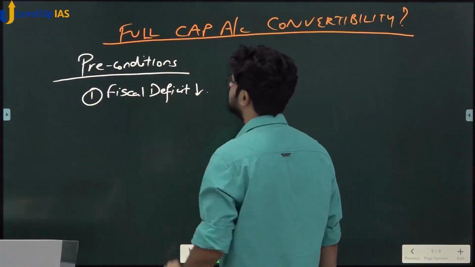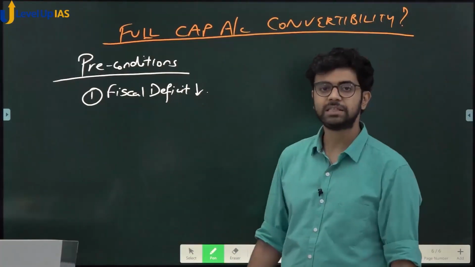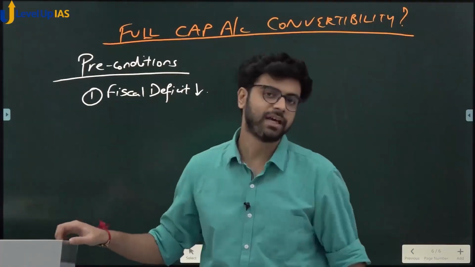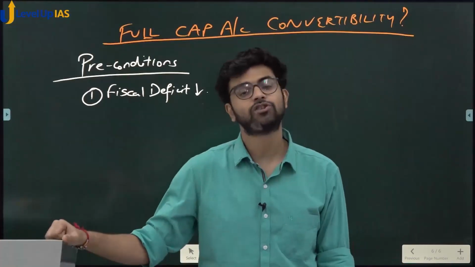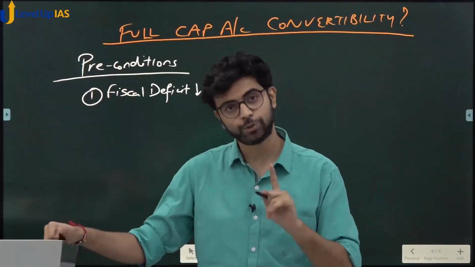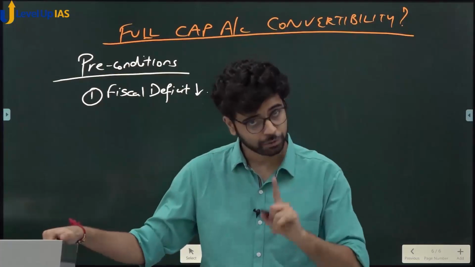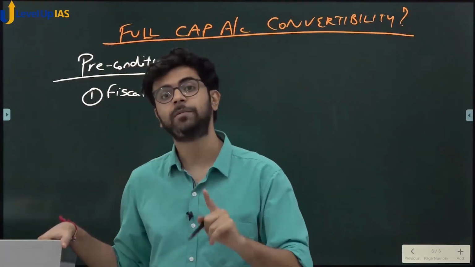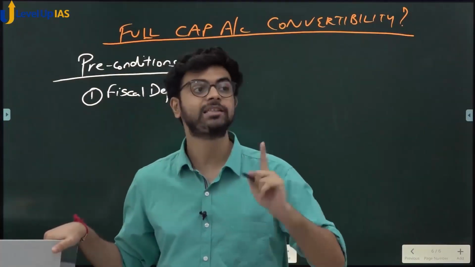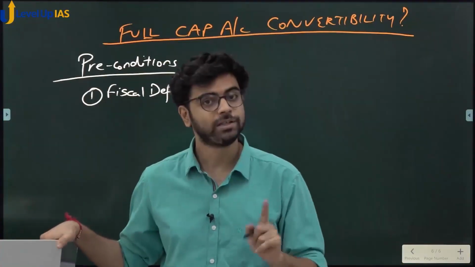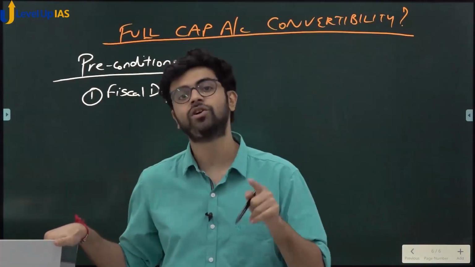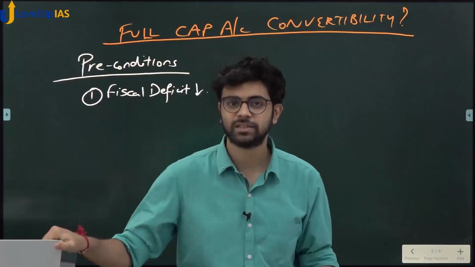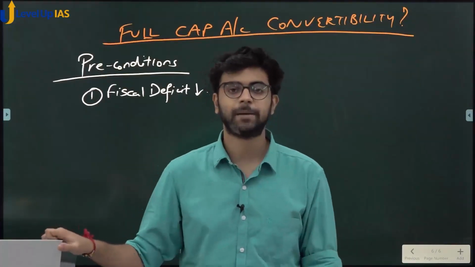Why, sir? Fiscal deficit should be less. See, if fiscal deficit is high, will you invest in any country with high fiscal deficit? You know that you will not. Fiscal deficit being high shows that either the government is unable to manage its revenue side or its expenditure side. Either there is wasteful spending, or earning is not happening properly. That is why there is a fiscal deficit, right?